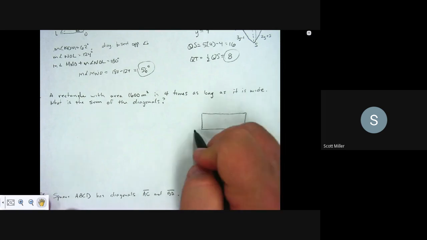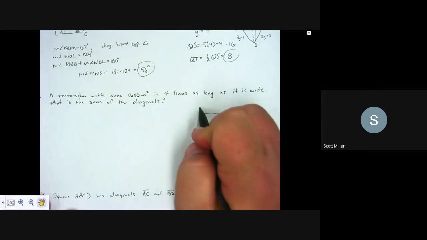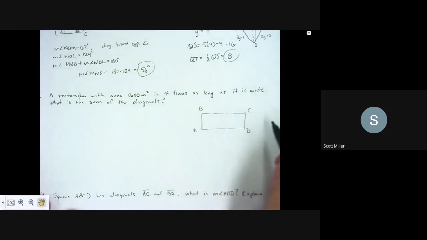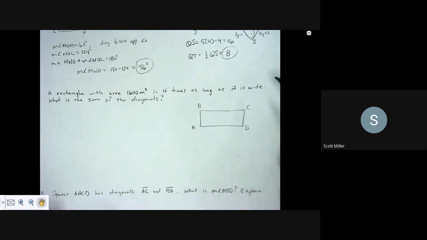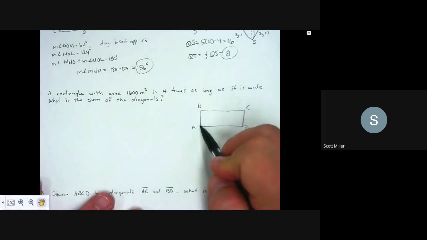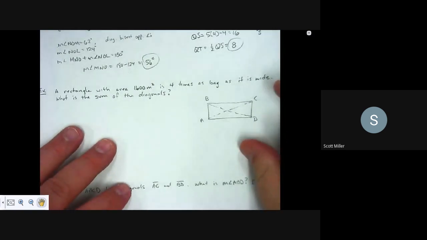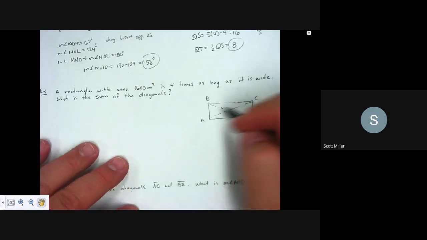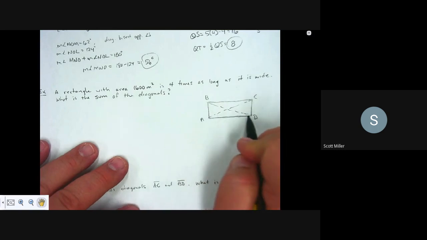There's that. I'm going to label it A, B, C, D, just because I might need reference angles and such. It has diagonals. Since I want to find the sum of the diagonals, let's draw those in. There's a diagonal. Here's a diagonal. And what do I know? I know that it is 4 times longer than it is wide.